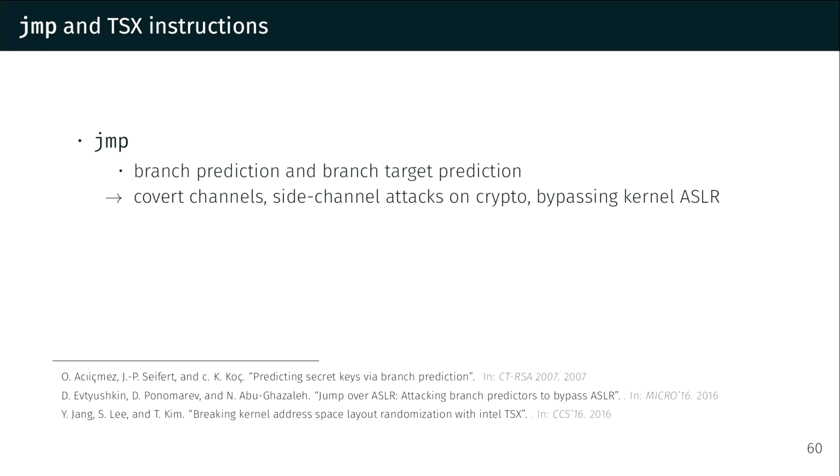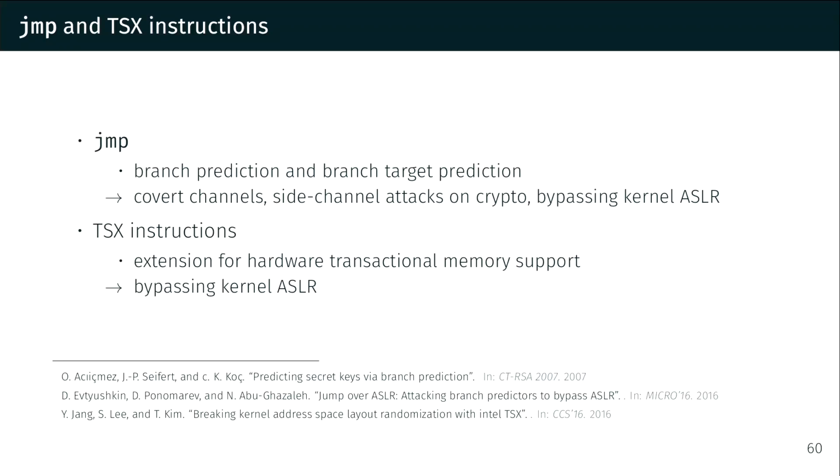There's also the jump instructions. So in modern CPUs, you have branch prediction and branch target prediction. With that, it's actually been studied a lot. You can create a covert channel, you can do side-channel attacks on crypto, you can also bypass kernel ASLR. And finally, there are TSX instructions, which is an extension for hardware transactional memory support, which has also been used to bypass kernel ASLR. So in case you're not sure, kernel ASLR is dead, you have lots of different things to read. Okay, so on to the conclusion now.